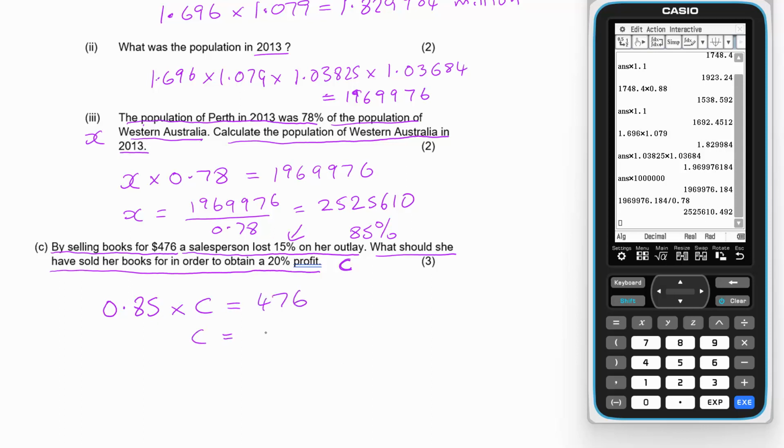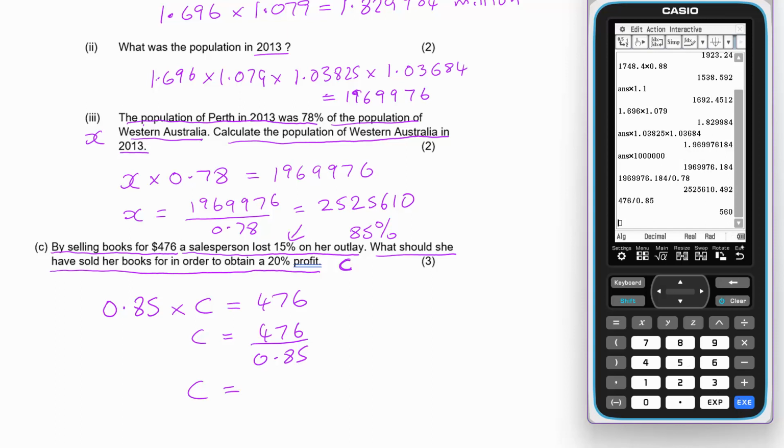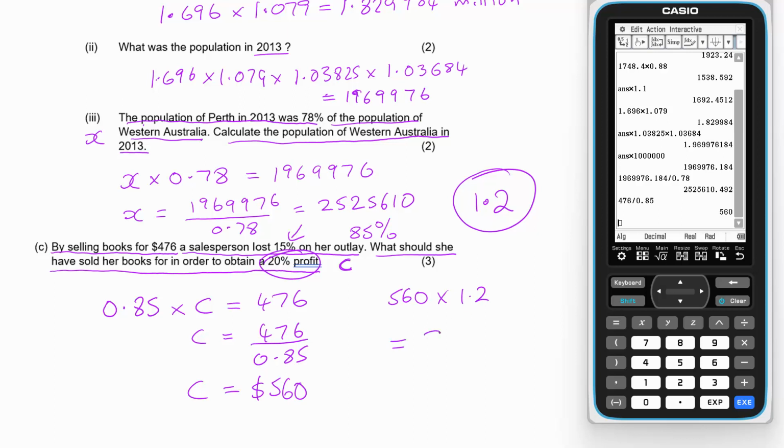So C is going to be 476 divided by 0.85. So that is 476 divided by 0.85. And that gives me 560. 560 is what she paid. Now she wanted to make a 20% profit. Again, we can get that by multiplying by 1.2 because she wants 120%. So 560 times 1.2. So let's just multiply my last answer by 1.2. And that gives me $672.